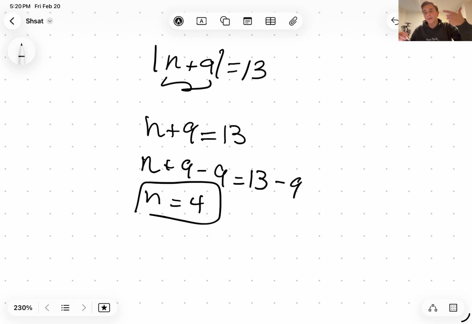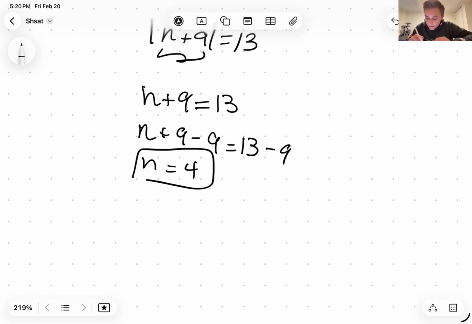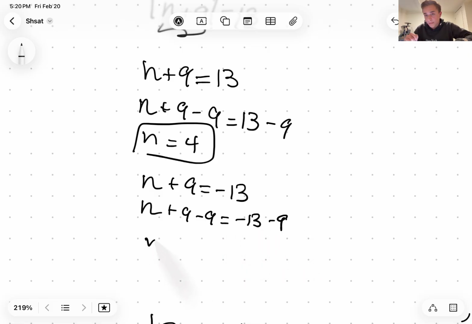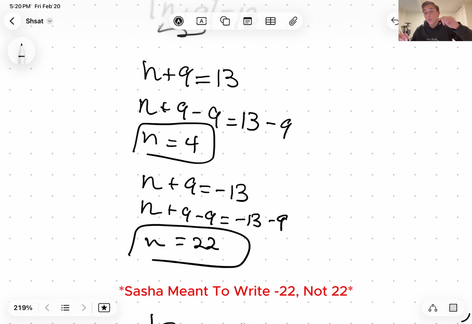However, since this is an absolute value equation, we have to also look at when n plus 9 equals -13. And there it's going to be very similar. So we look at n plus 9 equals -13. This is the second case. So we subtract 9 from both sides, and -13 minus 9 is -22. So n equals -22.